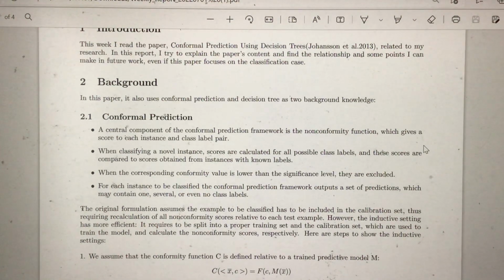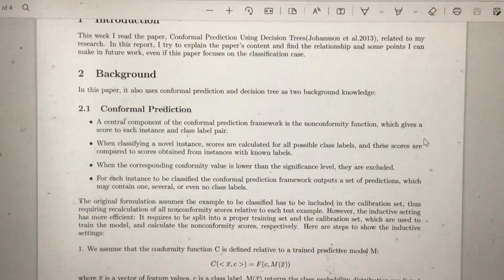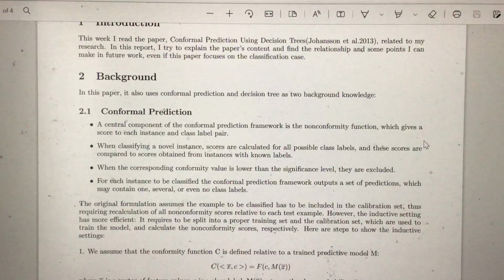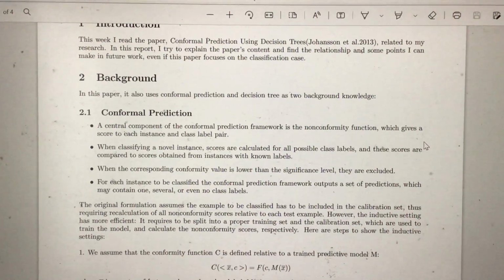So this is the original formulation. This assumes the example to be classified has to be included in a calibration set, thus requiring recalculation of all nonconformity scores relative to each test example. However, the inductive setting is more efficient. It requires splitting into a proper training set and a calibration set, which are used to train the model and calculate the nonconformity scores. And here are the steps of the inductive setting.